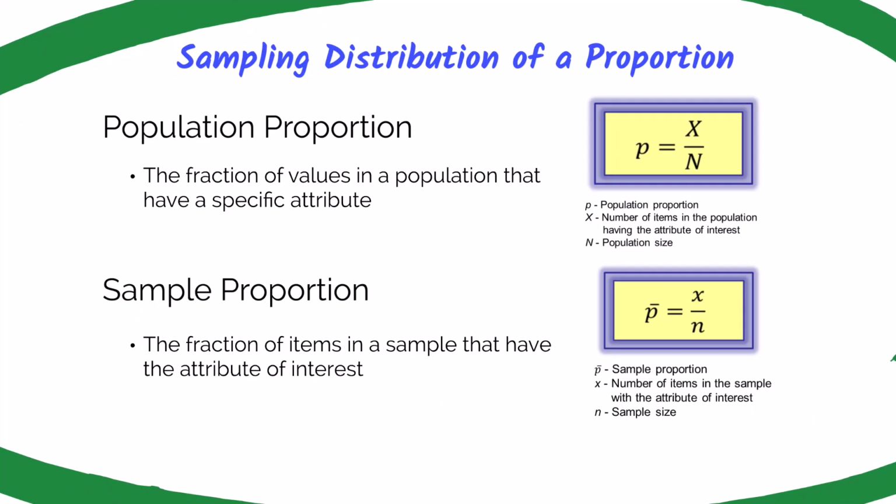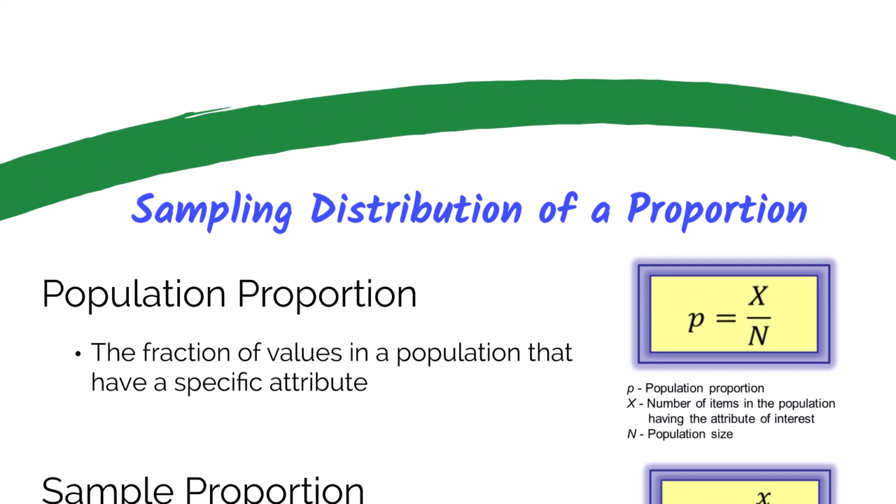So a common measurement that we often use in business is proportions. A population proportion is the fraction of values in a population that has a specific attribute. We calculate the proportion by taking the number of items in the population having the attribute of interest, which is denoted by a big X, and then we divide by the population size, or big N. We will use the symbol little p to denote the population proportion.